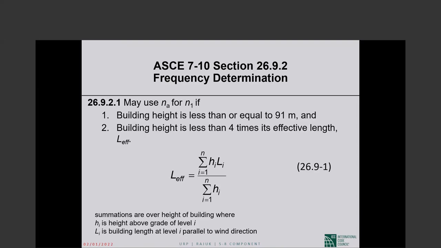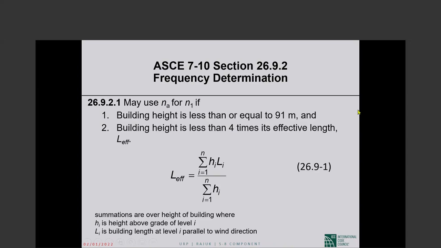Now, this is where I always have a problem with the wind chapter. For years and years, and it was in ASC 705 also, there was something said in the commentary that if the height to minimum plan dimension ratio of a building is 4 or larger, it is a flexible building. It's a rule of thumb. That was pretty simple, minimum plan dimension. Instead of that, they have come up with this effective length.